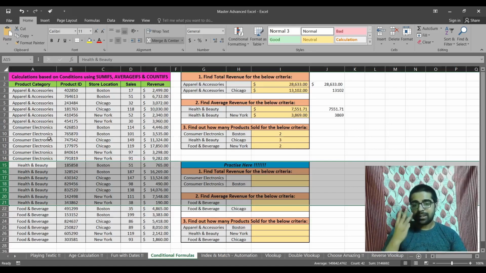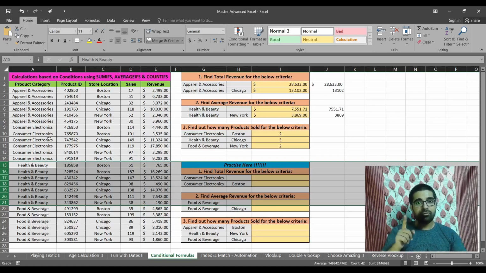If you see Chicago, 3 times Chicago are there, 3 different product IDs are there. It shows that in Chicago 3 products got sold. Okay, in New York 2 are there. It shows that 2 products got sold in New York. Okay, so you have to understand like this, use your common sense. If you get a question like this, immediately you have to remember that it's a question of COUNTIFS.